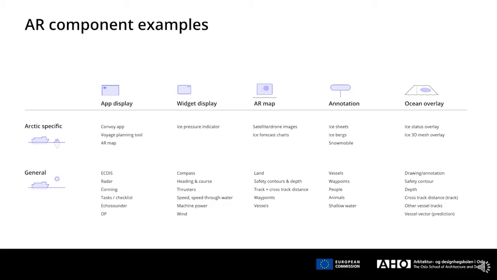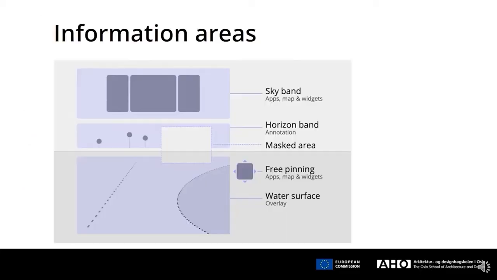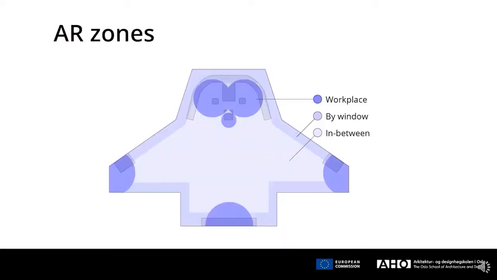Second is the information areas. They describe how AR components are organized in the physical world. And third is the AR zones. They define the way the organization of AR components adapts to the user's position in the real world.